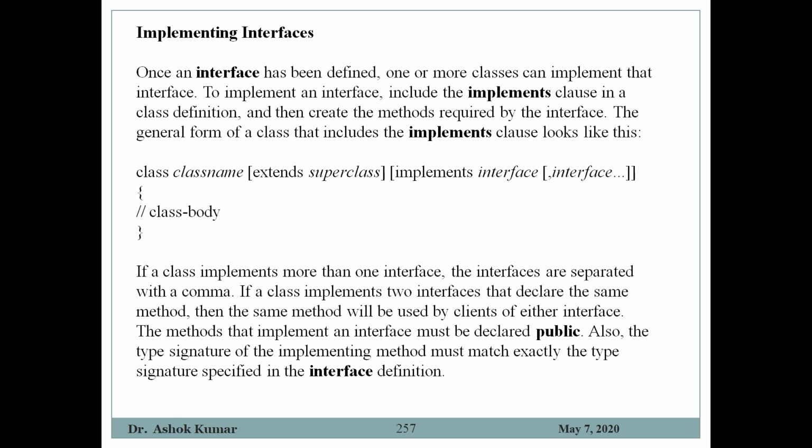So here is the general format. If you are implementing a class from an interface, first you will write the keyword class, then the class name, after that the keyword implements, and then the interface name. This general form suggests that a class can implement more than one interface as well. If you are implementing more than one interface in a class, then in this syntax you have to write all the interface names separated by commas.